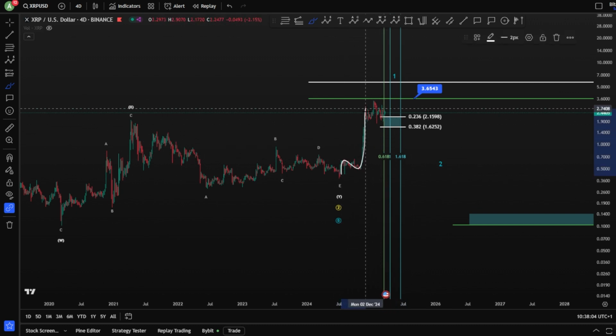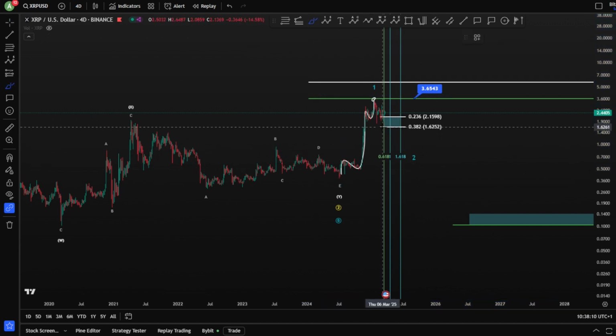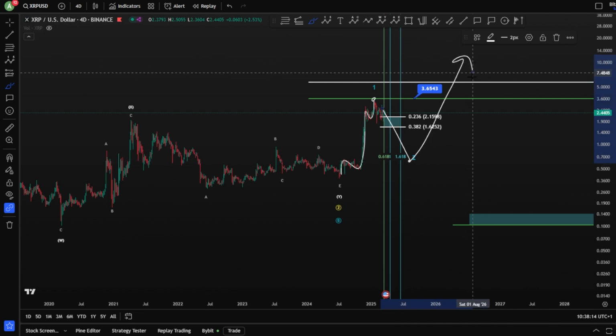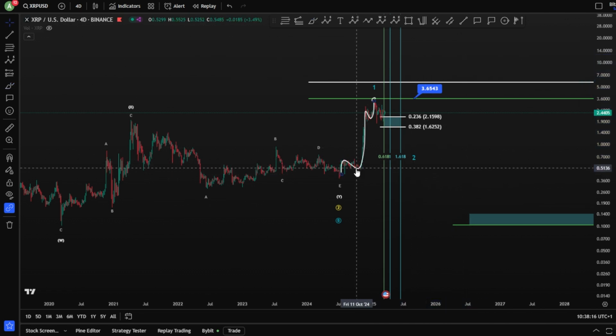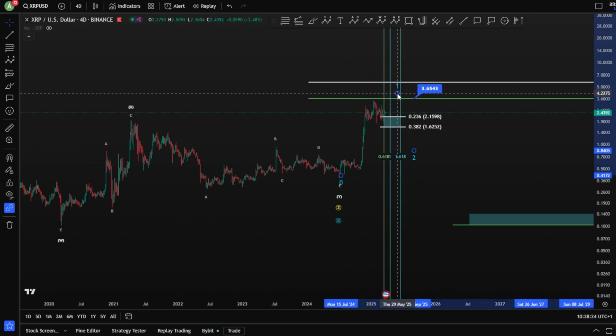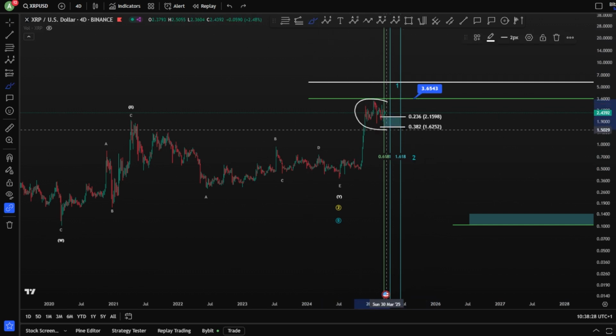However, if we have finished here 1, 2, 3, 4, 5 for a wave 1, your wave 2 would be, of course, a bearish scenario to hit around the 0.618 somewhere here, and then move for a wave 3 towards the upside. However, very low possibility. The higher possibility is to range a little bit more and have one more wave towards the upside for a wave 1. Now, what is the scenario to range a little bit more here?